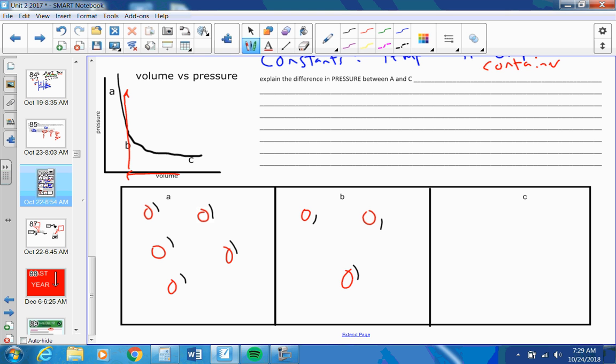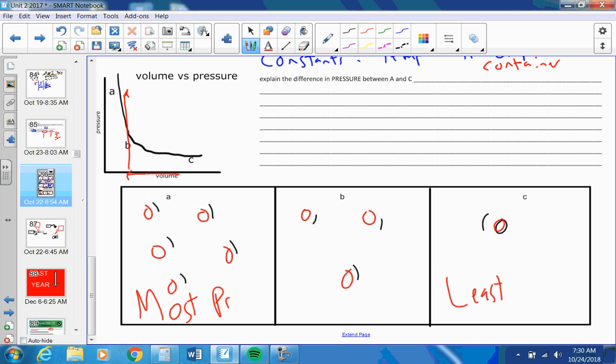How did we do that? Well, we didn't heat it up, we didn't cool it off. And there might only be 1 left when it comes time for letter C. And these numbers don't have to be exactly the same as mine, but that works okay. So which one has more pressure on this one? This one has the most pressure. This one has the least pressure.